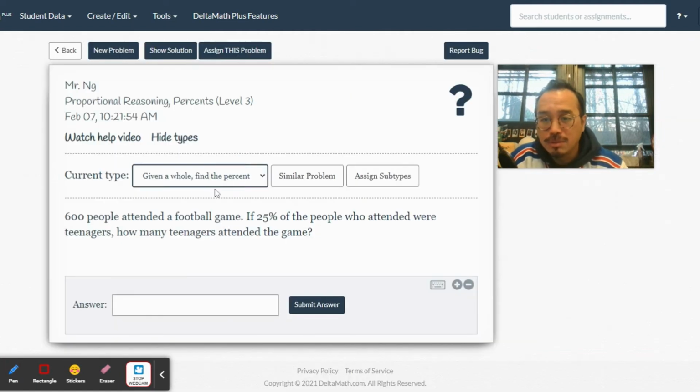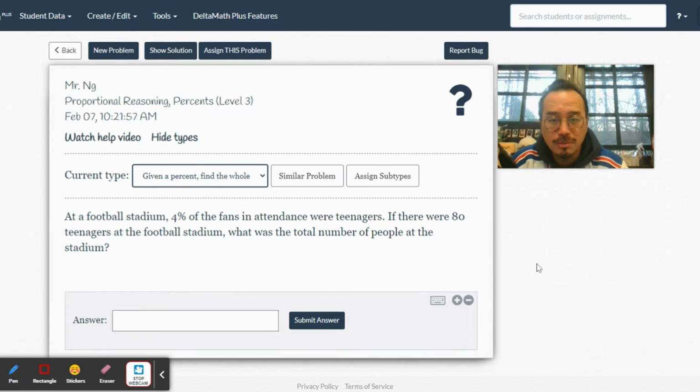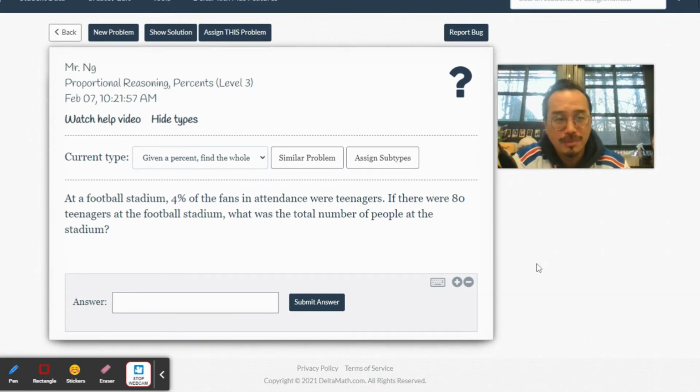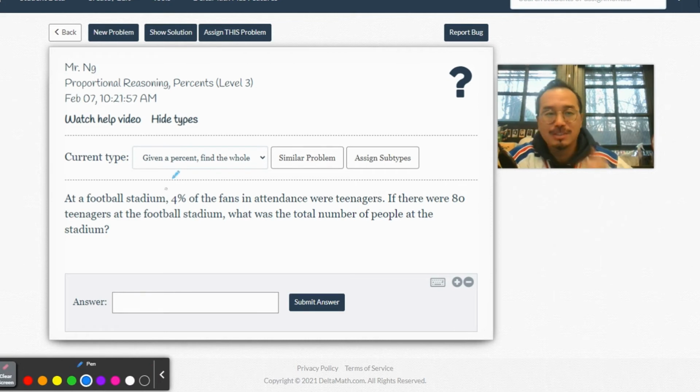Given a percent, find a whole. These questions don't have a particular type, literally type of question. I'll see if you can figure this out after this question. So, at a football stadium, 4% of the fans in attendance were teenagers. If there were 80 teenagers at the stadium, what was the total number?